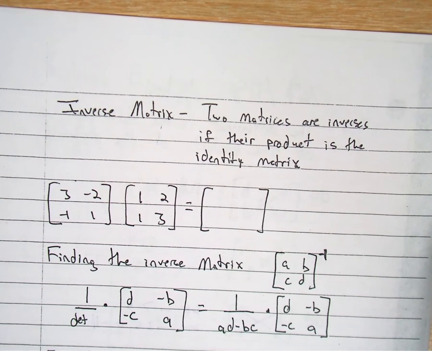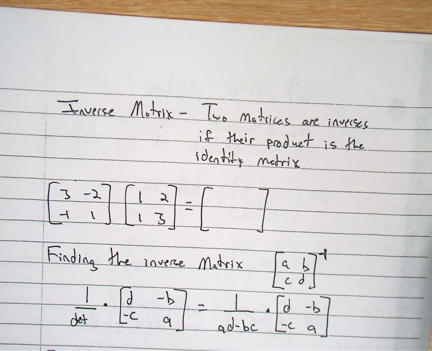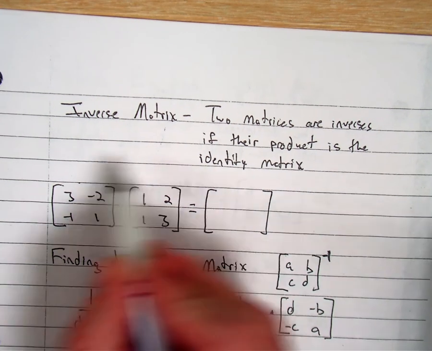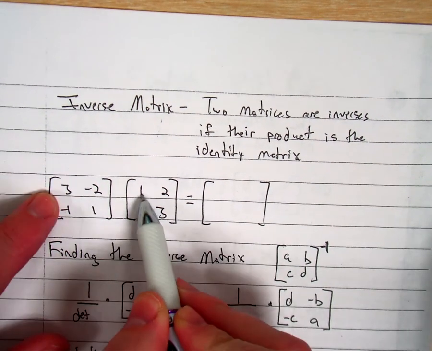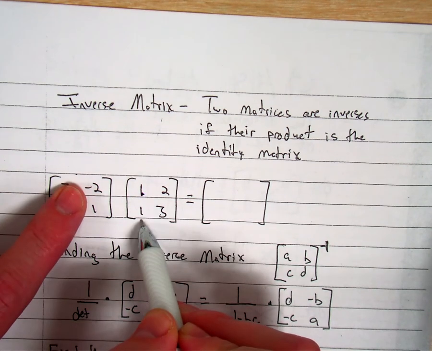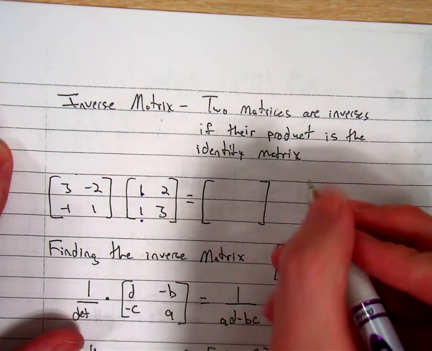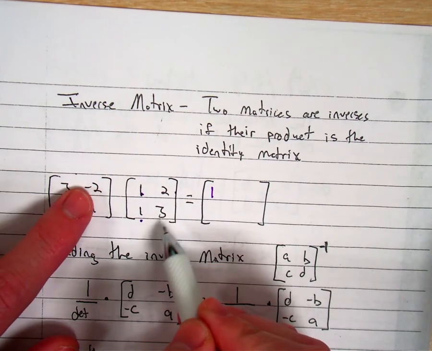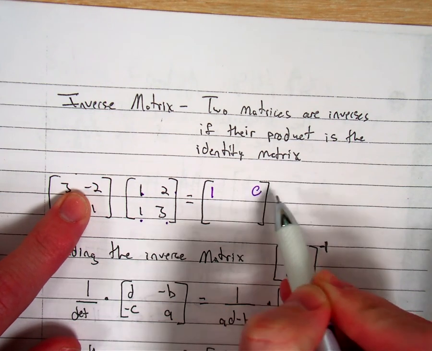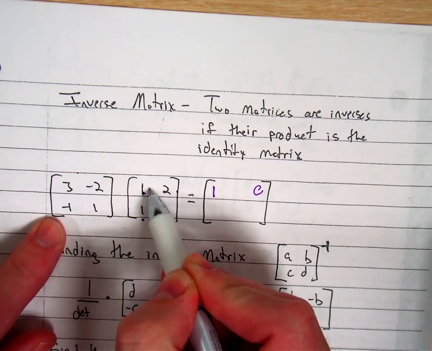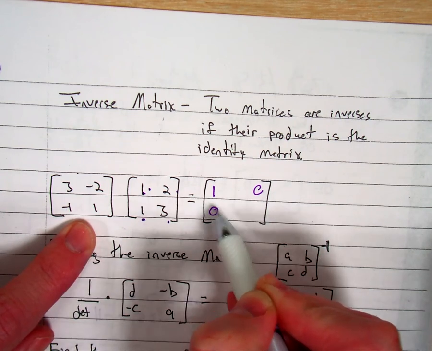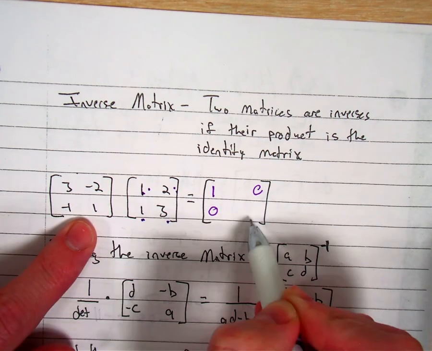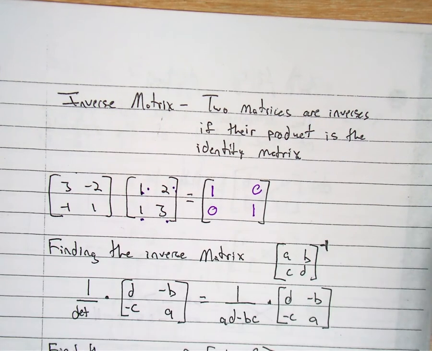To find out if you have an inverse matrix: two matrices are inverses if their product is the identity matrix. So I think we have an example here. Let's see what happens. 3 times 1 is 3. Negative 2 times 1, negative 2. 3 and negative 2 is 1. 3 times 2 is 6. Negative 6, 0. Negative 1 and 1 is 0. Negative 2 plus 3 is 1. So, yep, we got that.